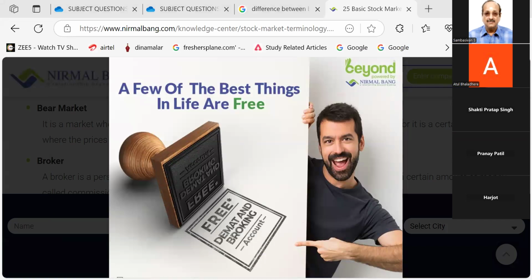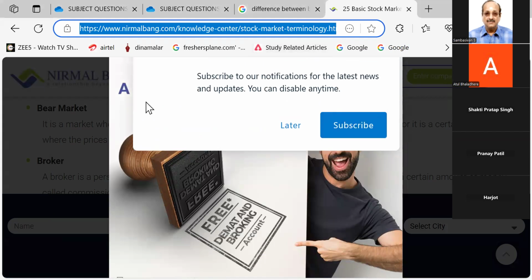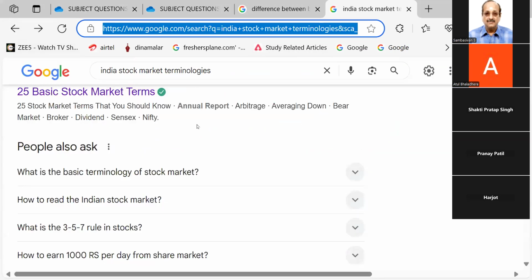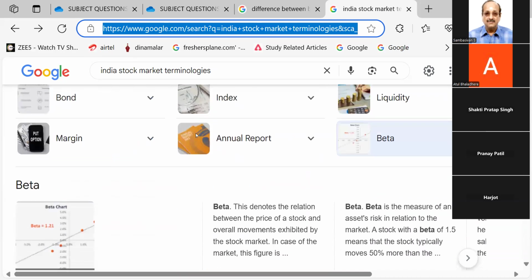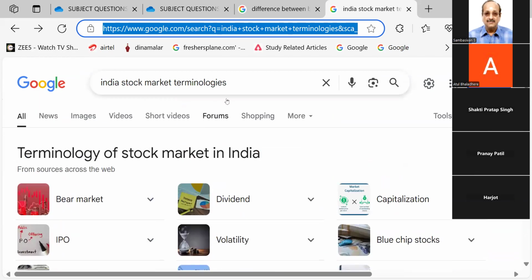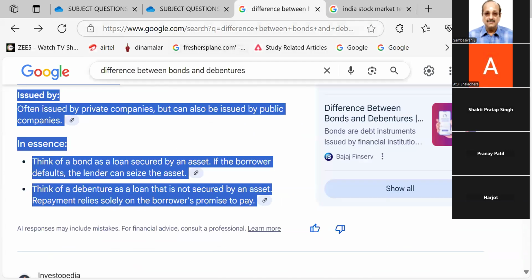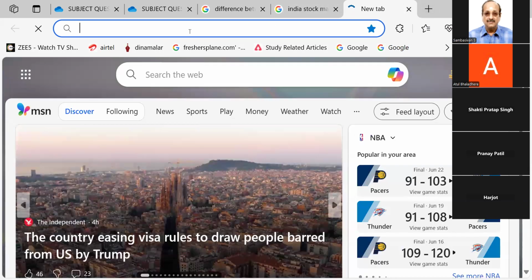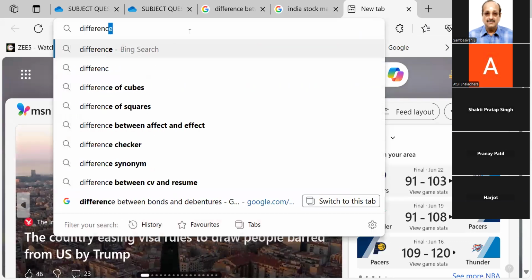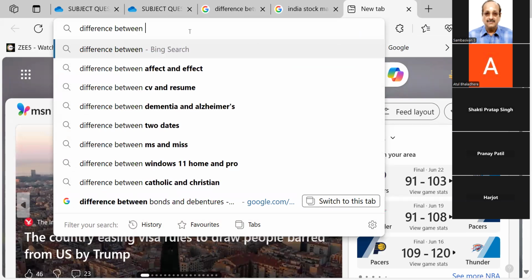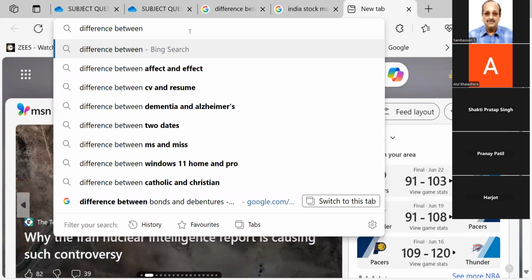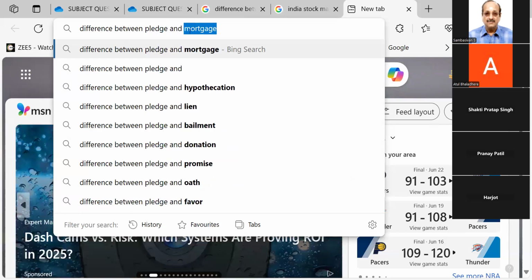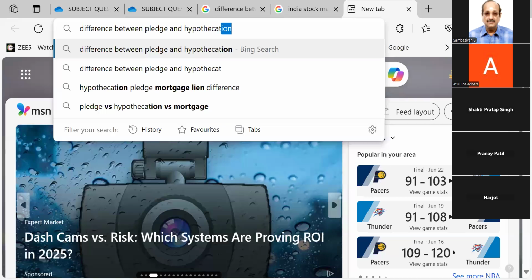Okay, then candidates, wait. Whenever you have a doubt regarding any difference, there is a website known as Difference. You can search difference between pledge and mortgage, or the difference between pledge and hypothecation. When you search like that, automatically it will take you to a website which will help you know more of the credit terms. Difference between pledge and hypothecation is a favorite question.